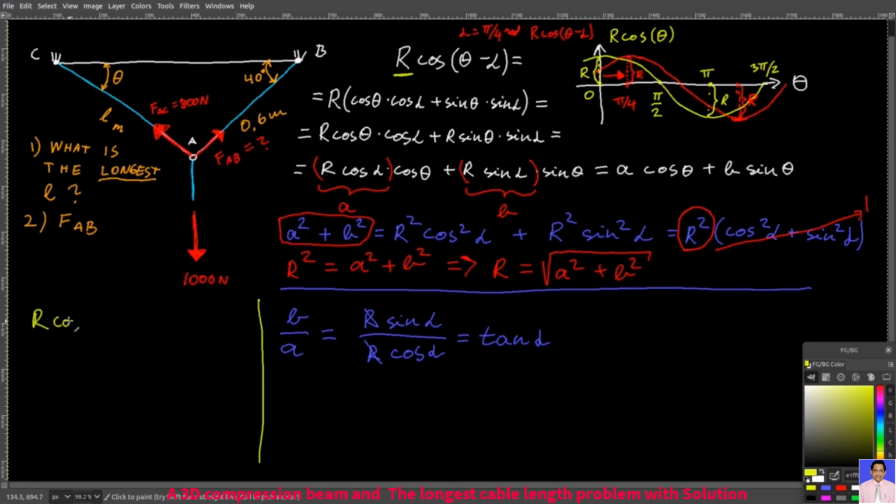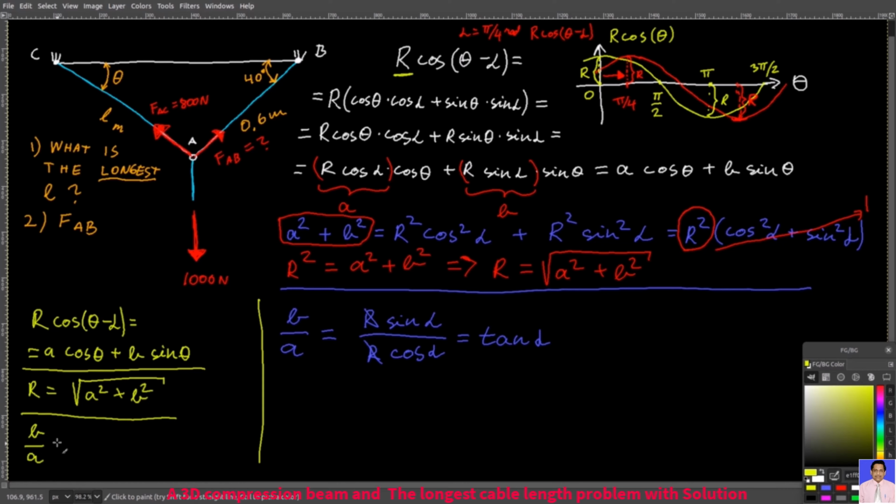R times cosine theta minus alpha equals a times cosine theta plus b times sine theta. And then r equals square root of a squared plus b squared, and then b over a equals tangent alpha. And now try using these relationships in order to solve this problem. And then in the next video, you'll see the solutions.